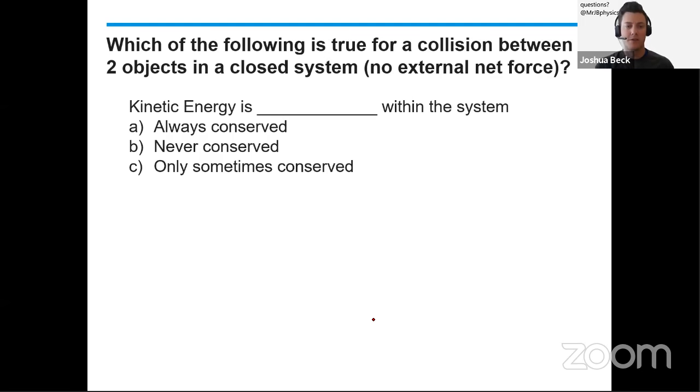So first, let's talk about energy. Kinetic energy is blank within the system. This is during a collision. I'll give you a second to decide which one of these you think is the best answer here.